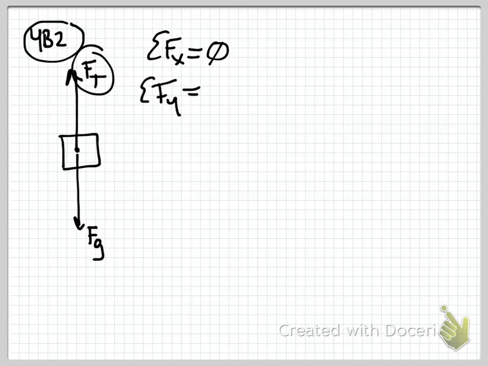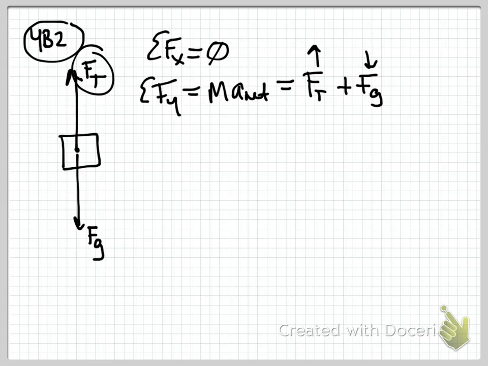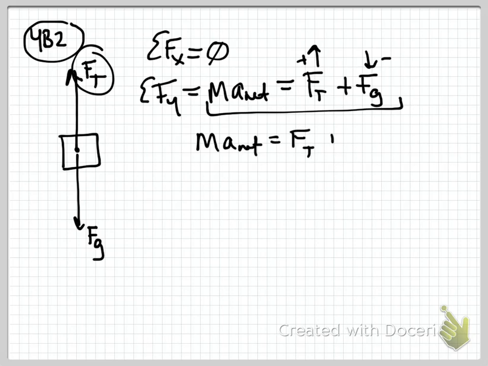And we know that sum of forces on the y is equal to the mass times the net acceleration, which is also equal to the force of tension plus the force of gravity. And that's an up force, that's a down force. This will be a positive by convention, and that will be a negative by convention. So we can now start working with this. We know that we have Ma net equals force of tension plus, and force of gravity, of course, is mg.